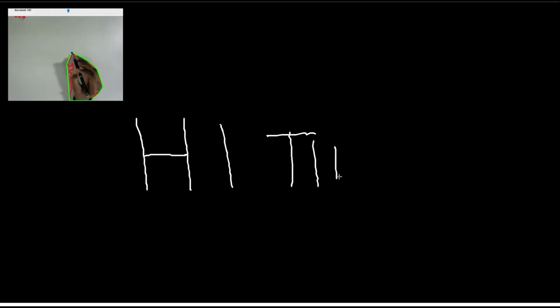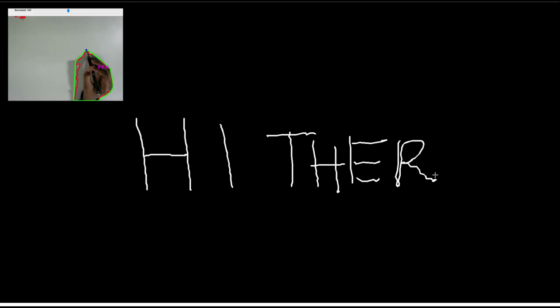The movement of the pencil is translated to the movement of my mouse cursor on my screen, and wherever my mouse cursor is, it'll draw a point, which is in this case a white point. If you connect all these points together, you get a line like this.